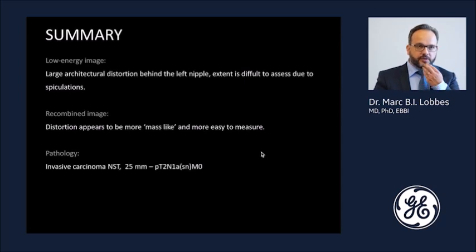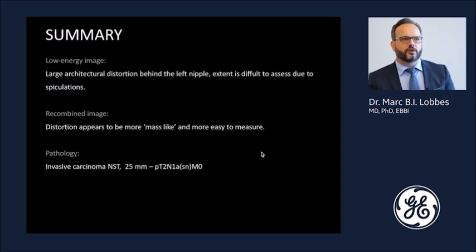And I think the most important thing that I want to emphasize in this case is that mainly on the low energy, there was a highly spiculated mass with a lot of architectural distortion surrounding it. And me as a radiologist, it's also very difficult then to assess the tumor size. Do I take these spiculations into account, or are they desmoplastic reaction based on the tumor which is located over there? And as you can see in this case, the enhancement of the tumor gives you much more confidence in assessing the tumor size accurately for treatment purposes.